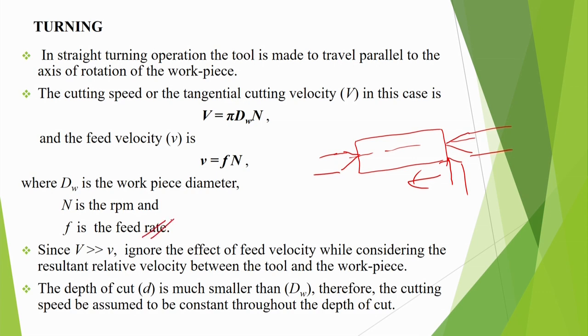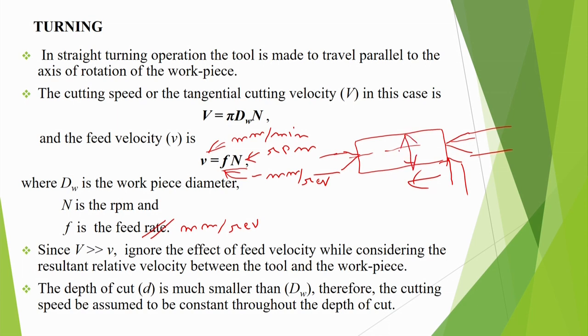Actually, instead of feed rate, I must say that F is the feed in millimeter per revolution. Usually they express it in millimeter per revolution, and if N is the RPM, then the product of these will give you millimeter per minute. That means that will be the feed velocity. So feed velocity may be expressed in millimeter per minute, provided this feed is in millimeter per revolution and N is basically RPM, revolutions per minute. So now dW is the workpiece diameter.